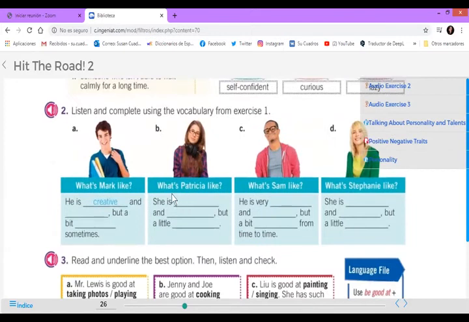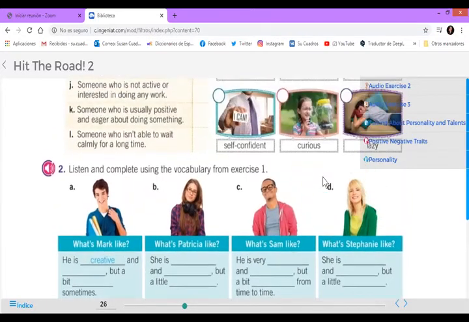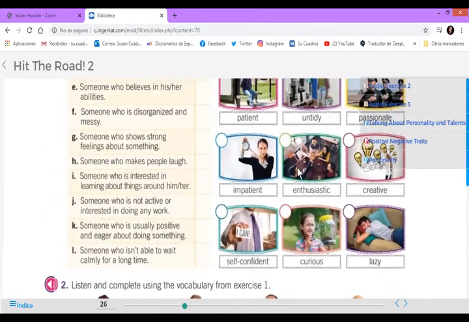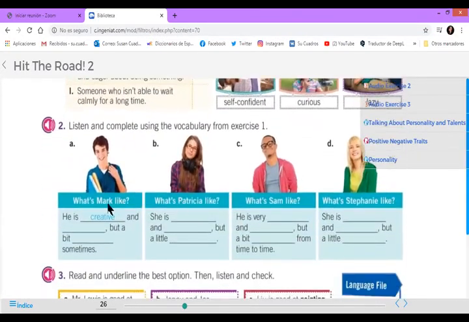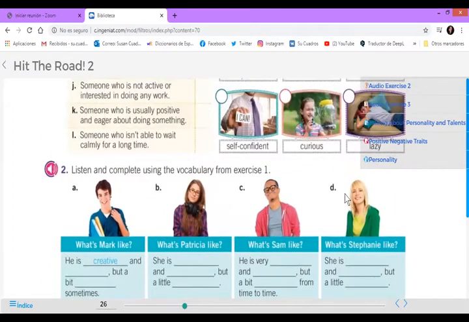In exercise 2, you're going to listen and complete using the vocabulary from exercise 1, as you remember here. Let's see about Mark. What's Mark like? He is creative, but what you have to do here, you have to listen and complete using the vocabulary from exercise 1, remember.